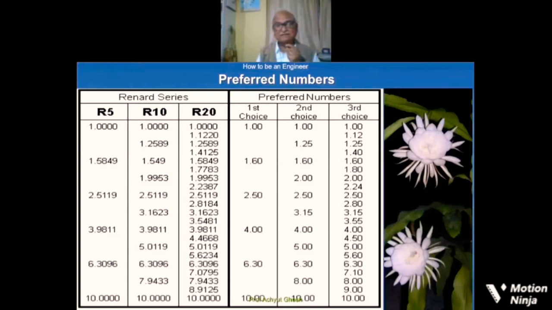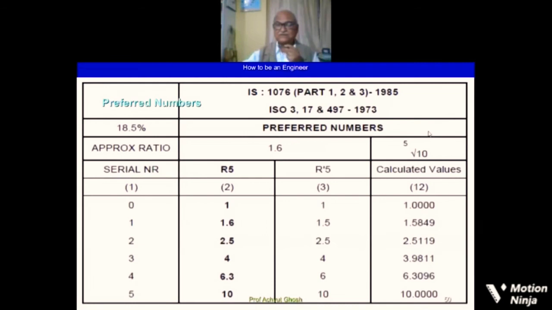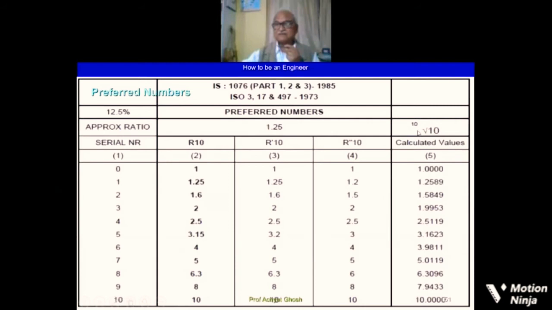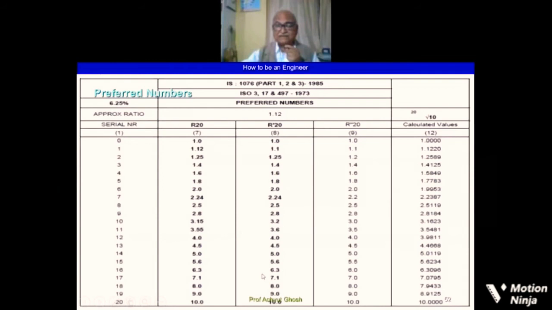This is the preferred number series, 1.6. This is the 5th root of 10. This is the 10th root of 10. These are preferred numbers, R series, and this is R prime. We do a little bit of alteration. That is 3.15, we say 3.2. A small alteration, we accept R prime 10. R prime 20. This is the best series I use.